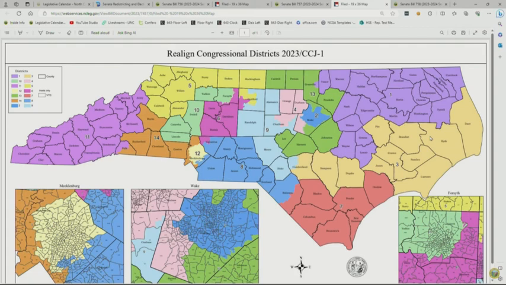Next, the 8th Congressional District. The 8th Congressional District is made up of 6 whole counties: Anson, Montgomery, Richmond, Scotland, Stanly, and Union, and parts of 3 other counties: Cabarrus, Mecklenburg, and Robeson. There is 1 split VTD in Cabarrus County.